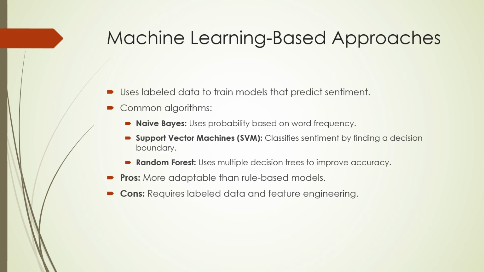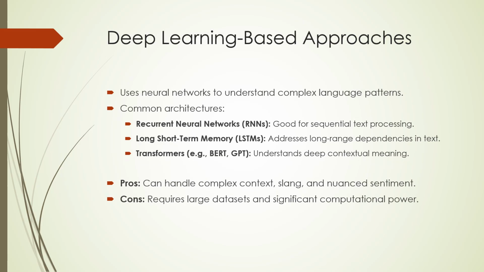And coming to the next one, that is a deep learning based approach. So what is a deep learning based approach? It uses advanced neural network architectures to automatically learn intricate patterns, relationships, and contextual meaning in text data. So it eliminates the need for manual feature engineering.